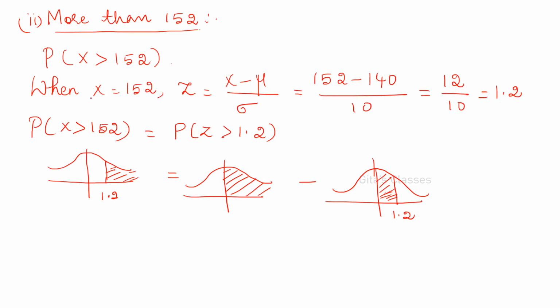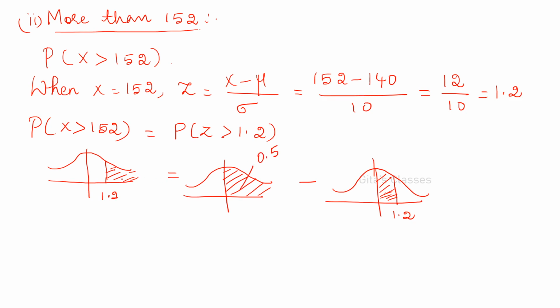Okay. And next is more than 152. So x greater than 152 means z is equal to (x minus mu) by sigma, and if you simplify, you will be getting 1.2. So x greater than 152 is equivalent to z greater than 1.2. Always remember, negative means you write on the left hand side, positive means you write on the right hand side. Here it is 1.2, and more than 1.2, therefore it is on the right hand side.